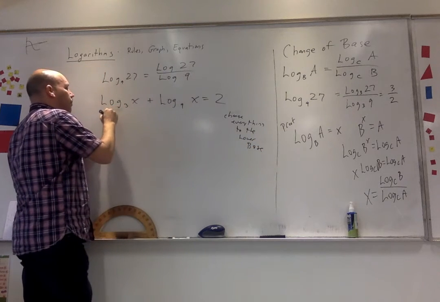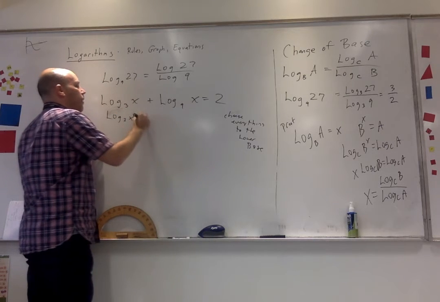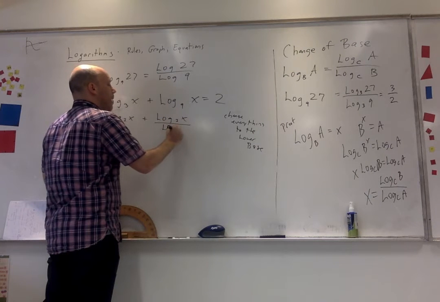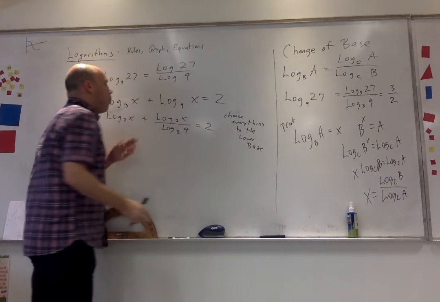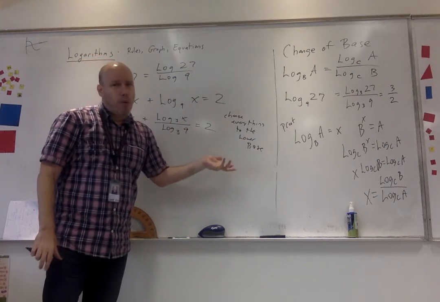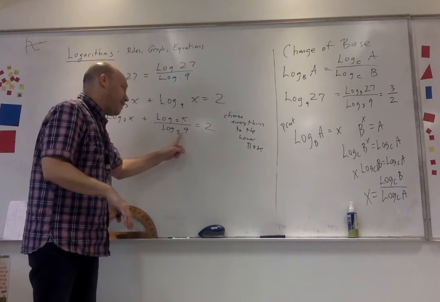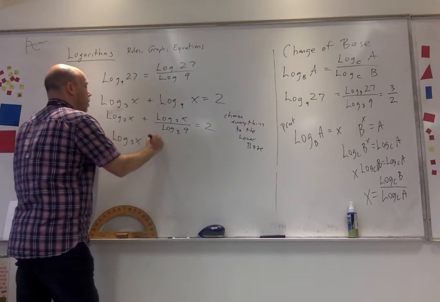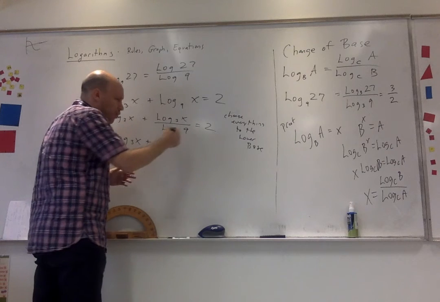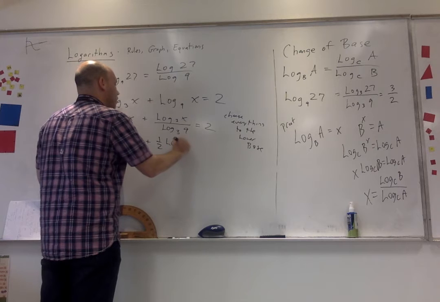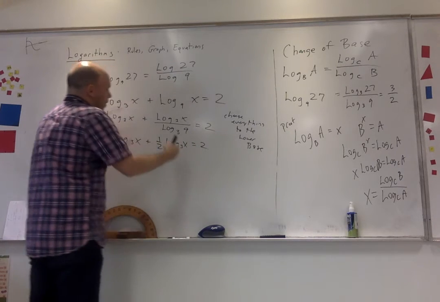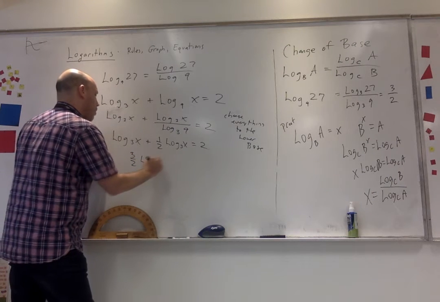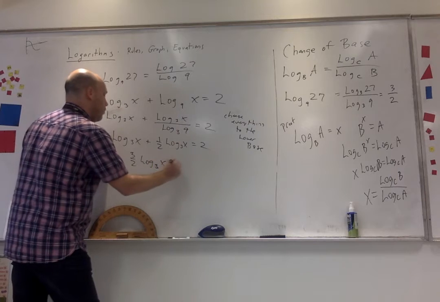So I'm going to keep log base 3 of x, but I'm going to do log base 3 of x over log base 3 of 9 equals 2. These problems are probably part 1 questions if they show up, and they nicely work out. So you have log base 3 of x plus, what's log base 3 of 9? It's 2. So we have 1/2 log base 3 of x equals 2. And you see it works out. So it's 3 over 2 log base 3 of x equals 2.